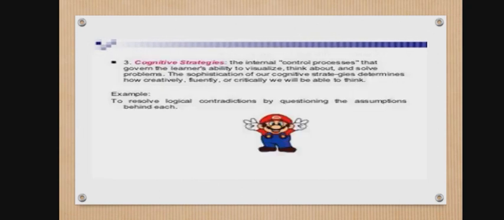Number three, cognitive strategies: the internal control processes that govern the learner's ability to visualize, think about, and solve problems. The sophistication of our cognitive strategies determines how creatively, fluently, or critically we are able to think. For example, to resolve a logical contradiction by questioning the assumptions behind each.